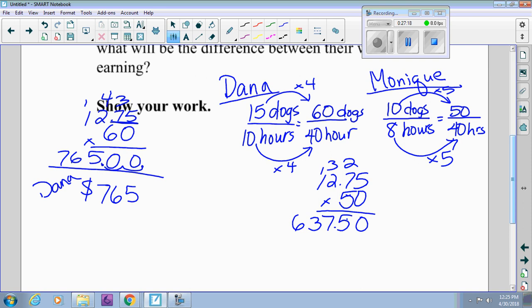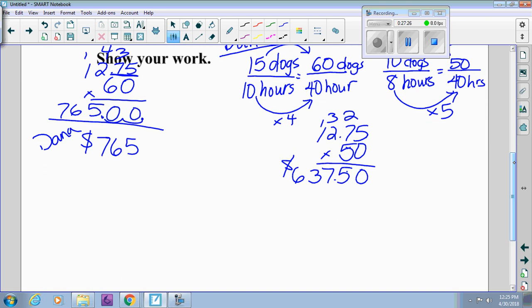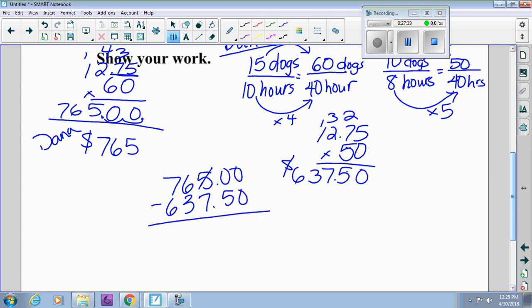Okay, looks good. So we know that this is how much Monique made, and obviously she groomed fewer dogs, so it's going to be less. So we have to find the difference between them. $765 minus $637.50.